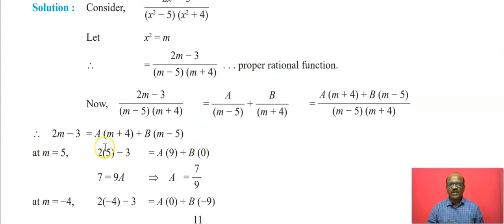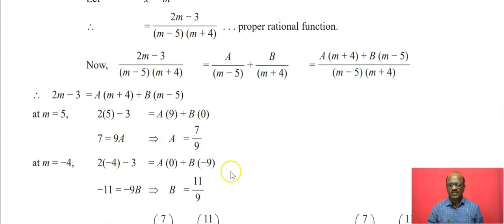Again, to find out the values of a and b, first find the value of a, therefore b must be 0. That means m minus 5 is equal to 0, therefore m is equal to 5. Put m equal to 5, b will become 0. That is a into (5 plus 4), that is 9. And on the left side, m is 5: 2 into 5 is 10, 10 minus 3 is 7. So 7 is equal to 9a. Therefore, a is equal to 7 upon 9.